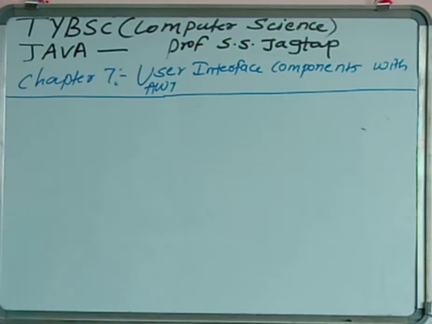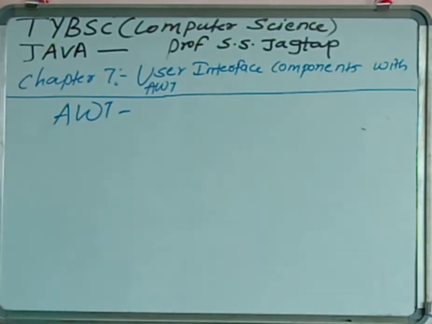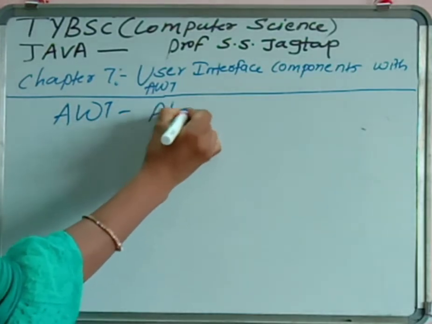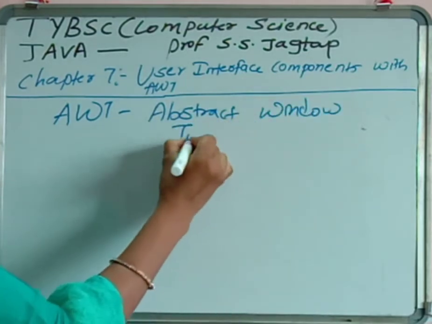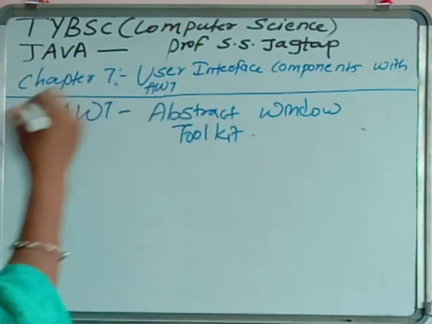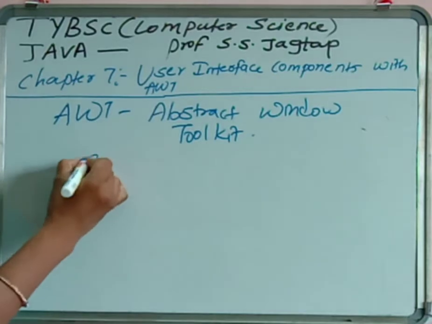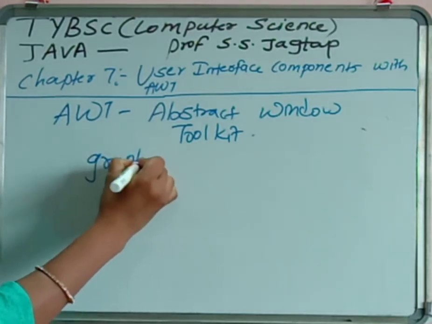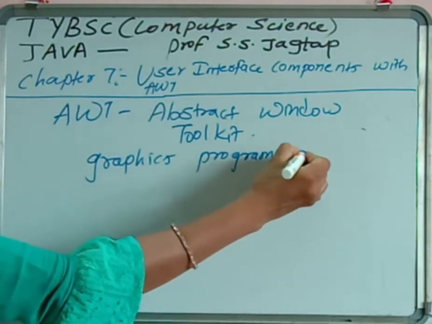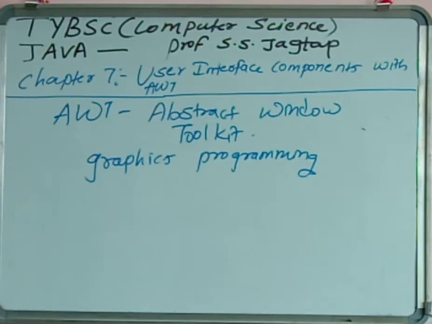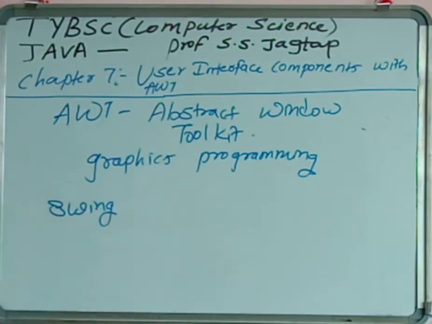So students, first of all we should know what is meant by AWT. AWT stands for Abstract Window Toolkit. Abstract Window Toolkit is used to represent graphic programming. AWT is now supplemented with Swing.